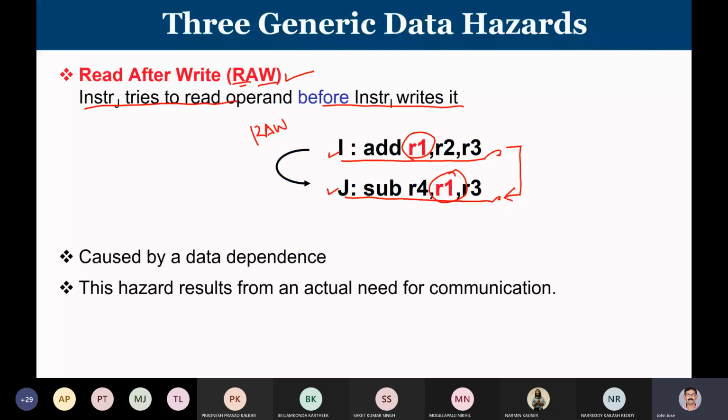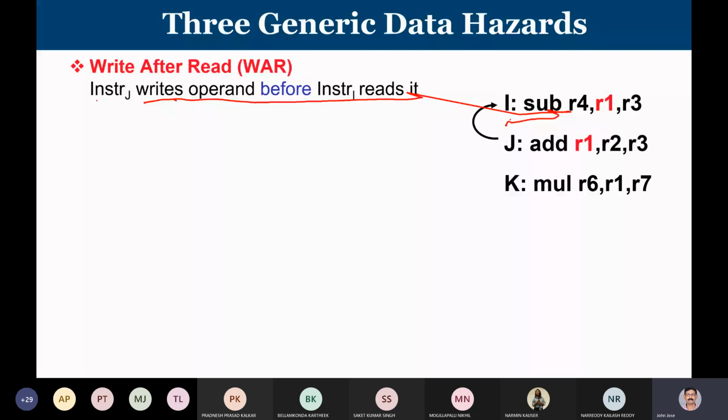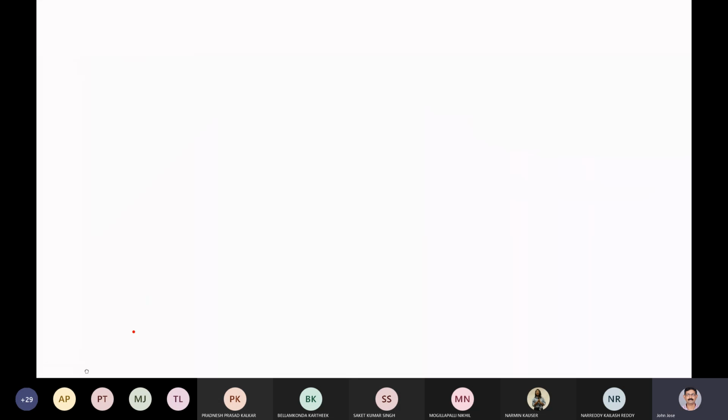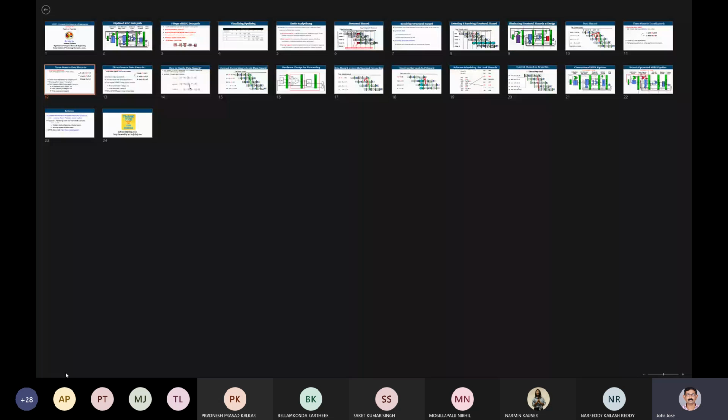Now, the second category of data hazard is known as a write after read hazard. So, if instruction J, that is the second instruction, writes an operand before instruction I reads it. So, consider this scenario. You have I and J. I'm talking about R1. So, in this case, when I talk about R1, what happens is, so this is the generic hazard.